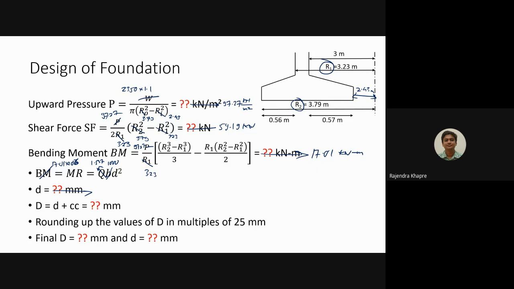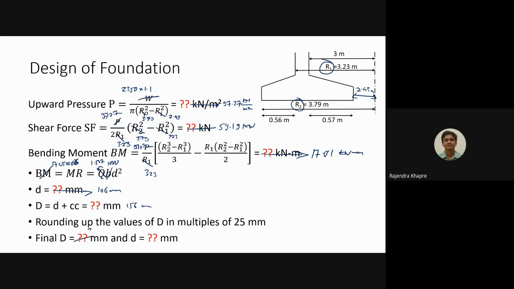कितना आ रहा डेप्थ? 106. बहुत कम है. Okay, and in the foundation we generally go for clear cover of 50 mm. So this is 106 plus 50 mm, so it becomes something like 156. Okay, so this becomes 156 mm. So I think we can go for 200.